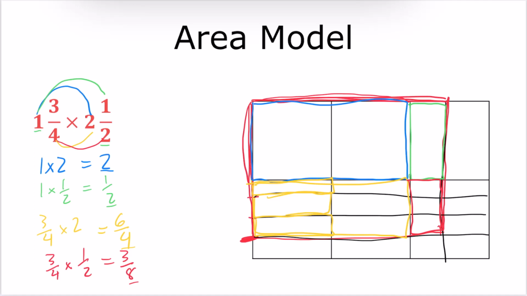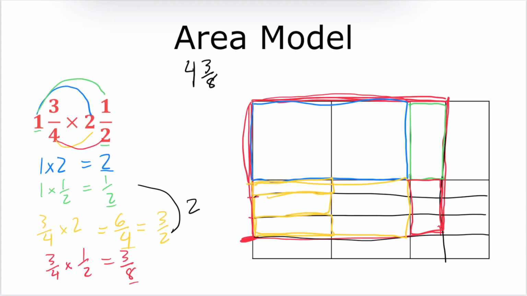And you say, okay, well, 6/4 is the same thing as 3/2. When I combine the 3/2 and the 1/2 together, that equals 4/2 or 2. And 2 plus 2 is 4, plus the 3/8 all adds up to 4 3/8, which is the same answer that we got on the last slide.